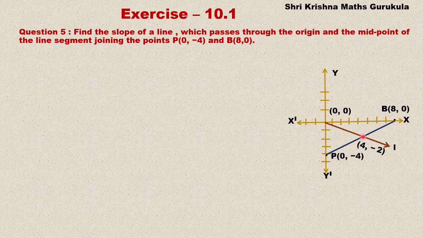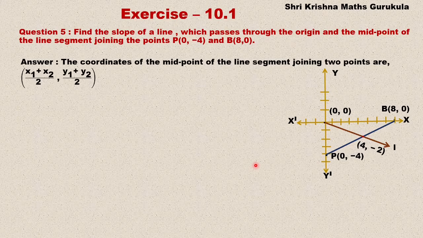As per the data, we know that it passes through the midpoint of line segment PB. So if we find the midpoint of this line segment PB, we will get to know the second point on this line, and we can easily find the slope. So let's find the midpoint of the line segment PB. What is the formula? If the 2 points are (x1, y1) and (x2, y2), the formula is ((x1 + x2)/2, (y1 + y2)/2). That is the sum of the x coordinates divided by 2, comma, sum of the y coordinates divided by 2. That gives us the midpoint of the line segment BP or PB.